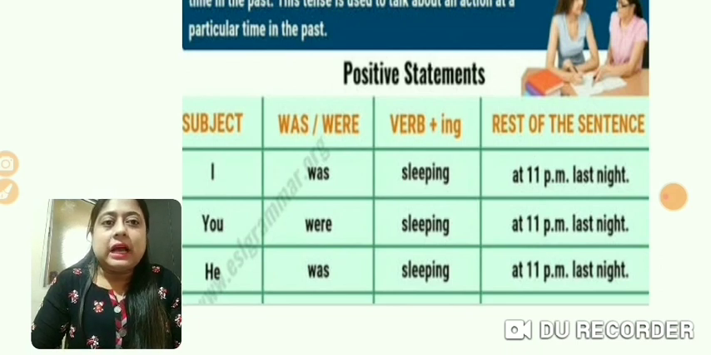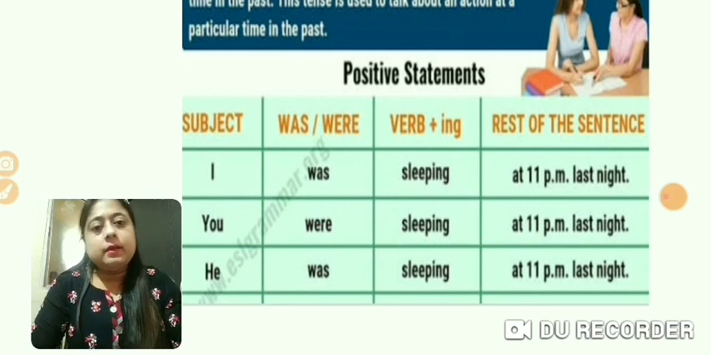For example, I was sleeping at 11 p.m. last night. You were sleeping at 11 p.m. last night. And he was sleeping at 11 p.m. last night. Okay.